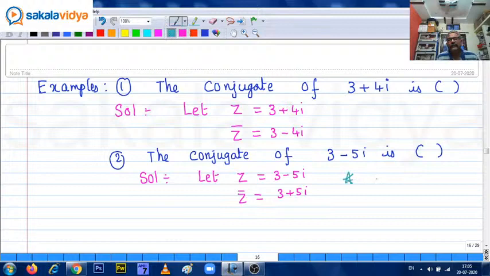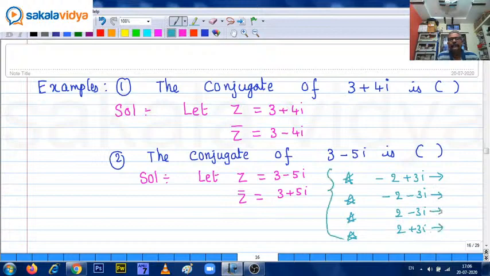Conjugate of minus 2 plus 3i. Conjugate of minus 2 minus 3i. Conjugate of 2 minus 3i. Conjugate of 2 plus 3i. So conjugate of this one, conjugate of this one, conjugate of this one and conjugate of this one. Write down in your notes.